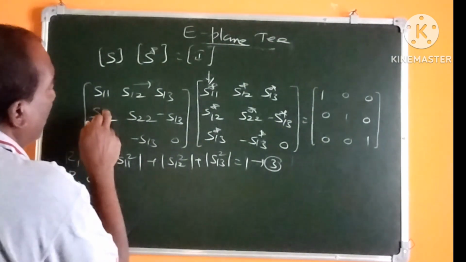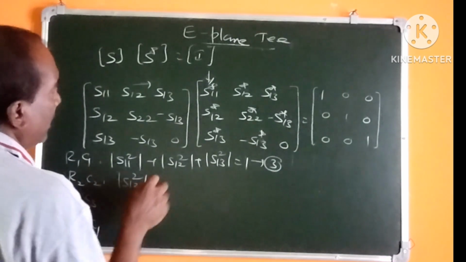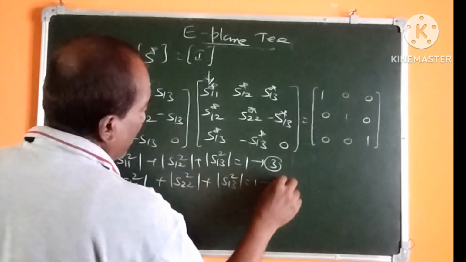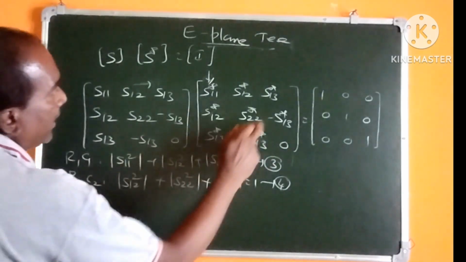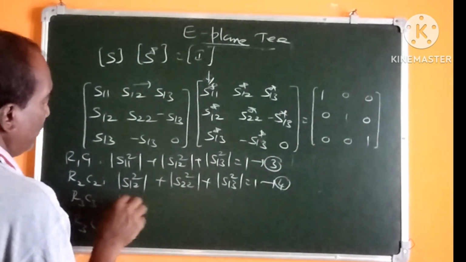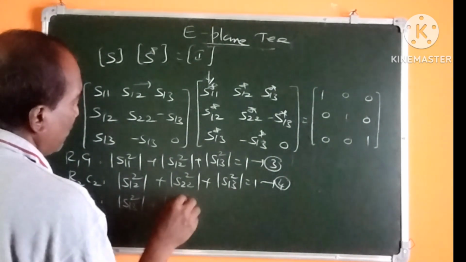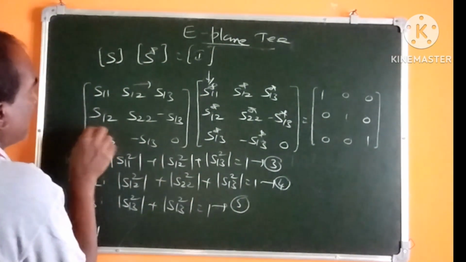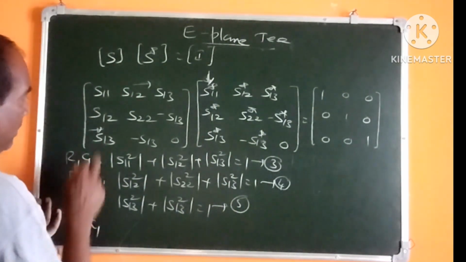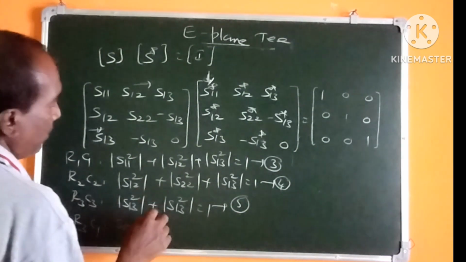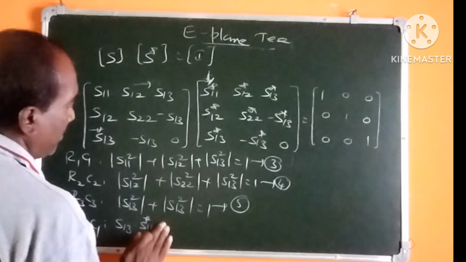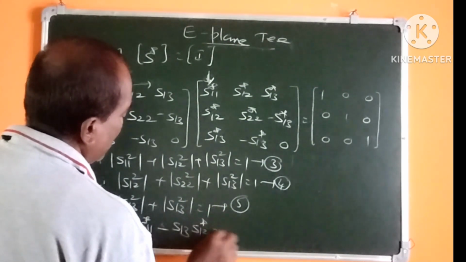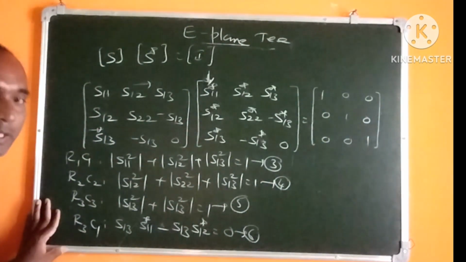Now R2C2: modulus of S12 square plus modulus of S22 square plus modulus of S13 square will be equal to 1. It is equation number 4. And R3C3: modulus of S13 square plus modulus of S13 square equal to 1. Let it be equation number 5. And R3C1: it is S13 into S11 complex conjugate minus S13 into S12 complex conjugate will be equal to 0. Let it be equation number 6.